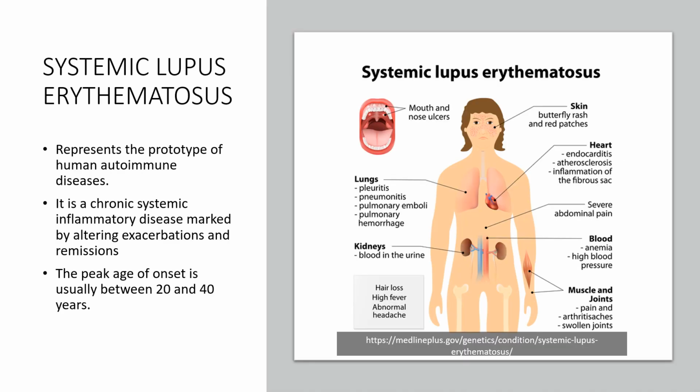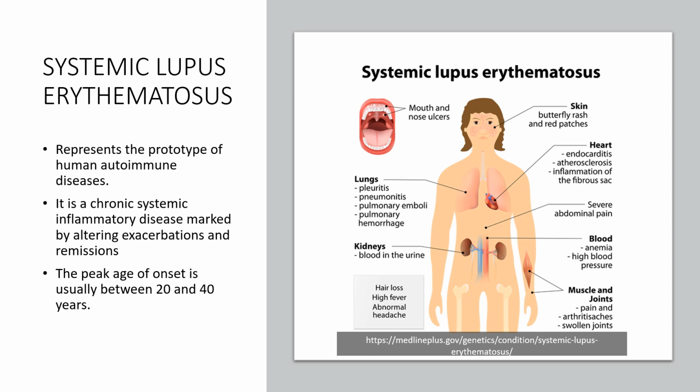One popular example of autoimmune disease is systemic lupus erythematosus, or we call it the SLE. It represents the prototype of autoimmune diseases. Actually, it is a chronic systemic inflammatory disease marked by alternating exacerbation and remission, affecting 15 to 50 individuals out of 100,000 in the United States. This is based on statistics. The incidence of the disease has tripled over the last 4 years.